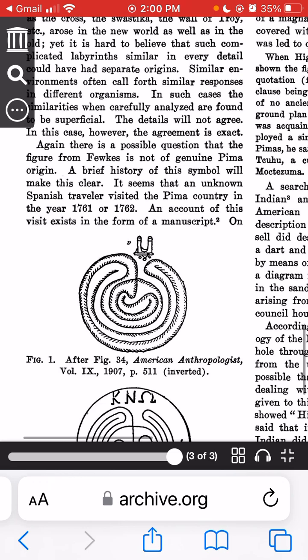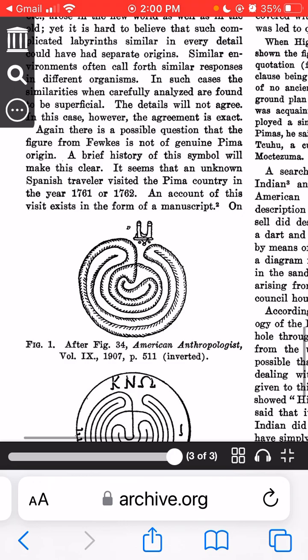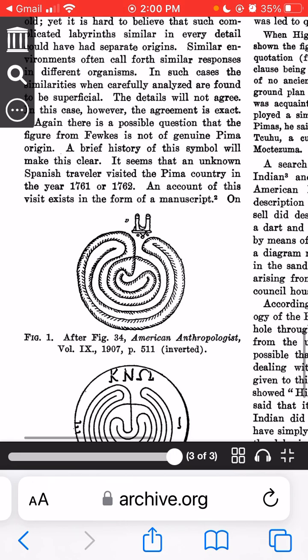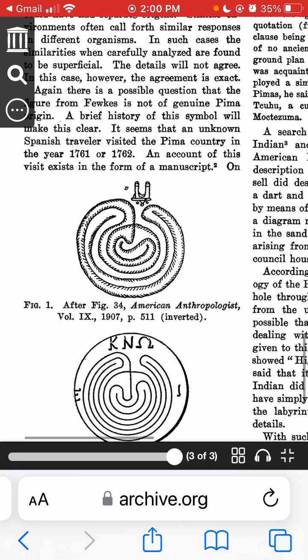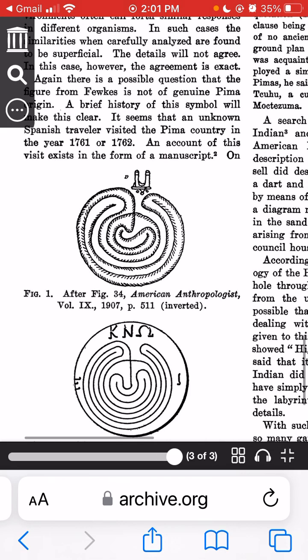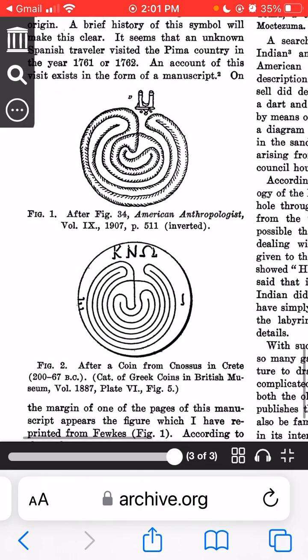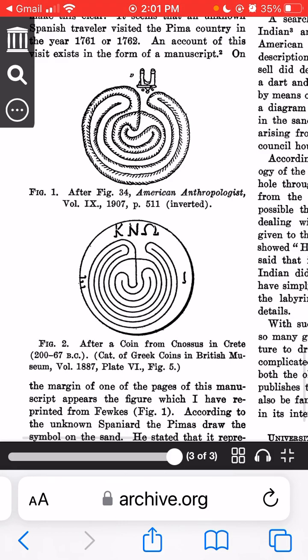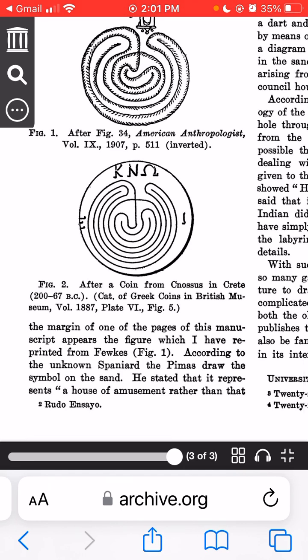Again, there's a possible question that the figure from Fuchs is not of genuine Pima origin. A brief history of the symbol will make this clear. It seems that an unknown Spanish traveler visited the Pima country in the year 1761 or 1762. An account of this visit exists in the form of a manuscript. On the margin of one of the pages of this manuscript appears the figure, which I have reprinted from Fuchs, Figure 1. According to the unknown Spaniard, the Pima draw the symbol on the sand.